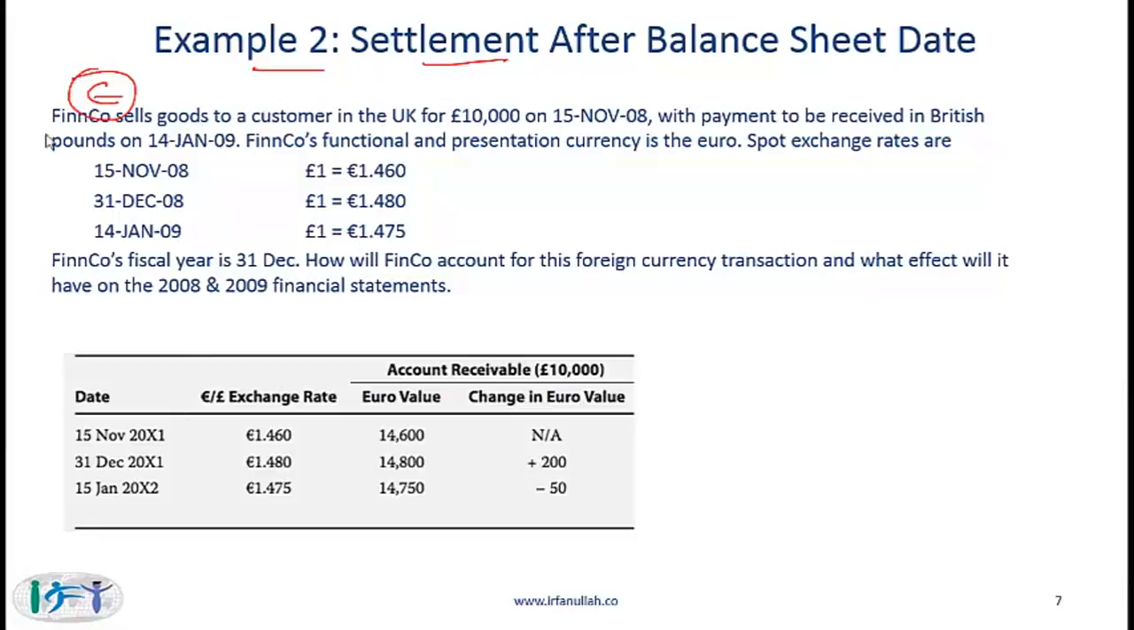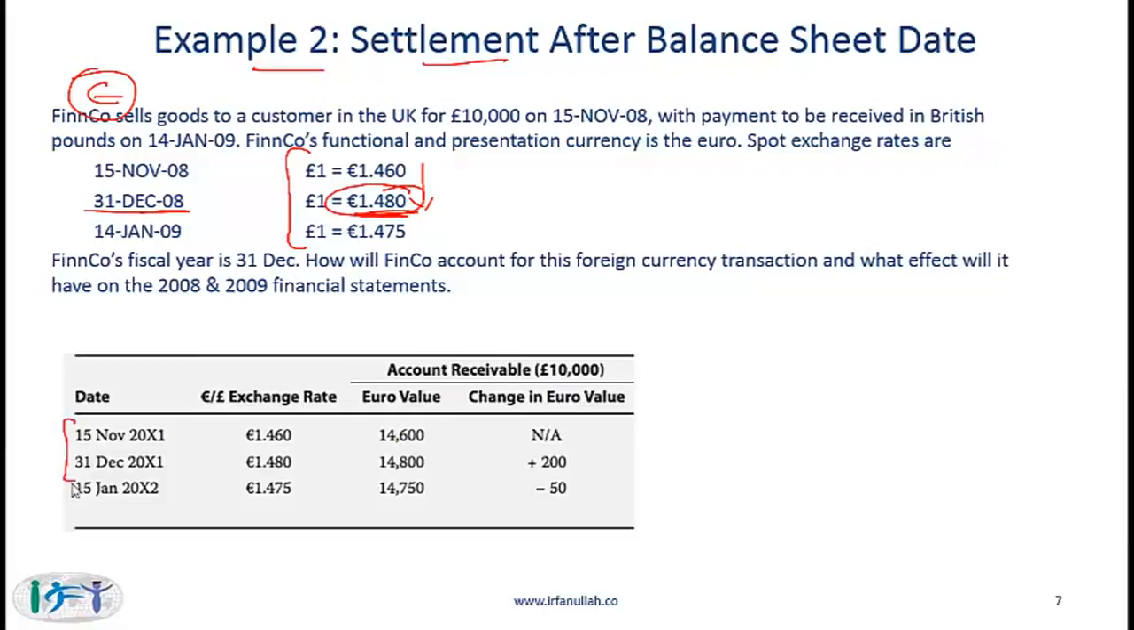So goods are being exported and money is being received later. The functional currency is the euro. The foreign currency now is the pound. And notice that between 15th December and 31st December, the pound appreciated. And this is good news now because we are dealing with an export transaction. So pounds are coming in.